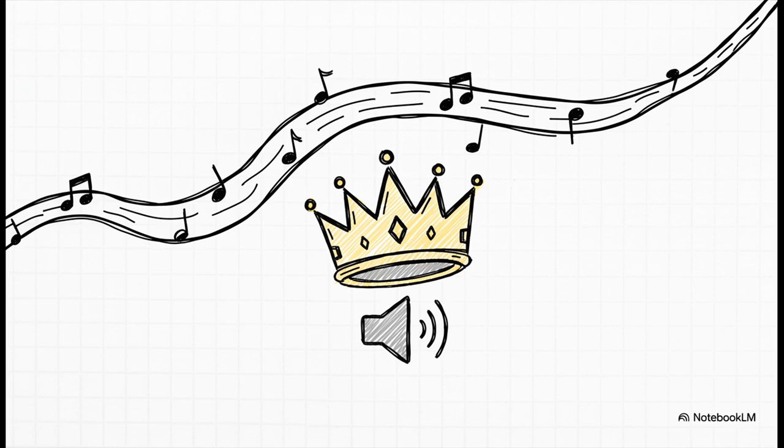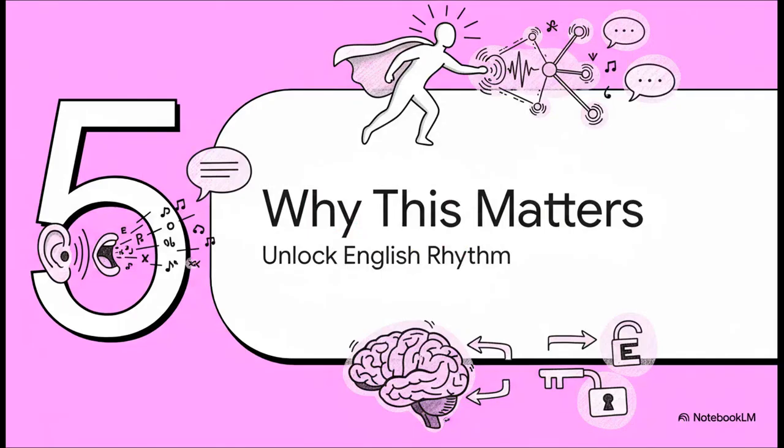So here's the big takeaway, right? Unless one of those very specific rules kicks in, the weak form is king. In the flow of everyday speech, function words are almost always unstressed and reduced. And mastering this is the real key to that natural musical sound of English. Okay, so we've been getting into the linguistic weeds a little bit, but why does any of this actually matter for you? Well, because understanding this isn't just a fun fact, it can genuinely give you language superpowers.